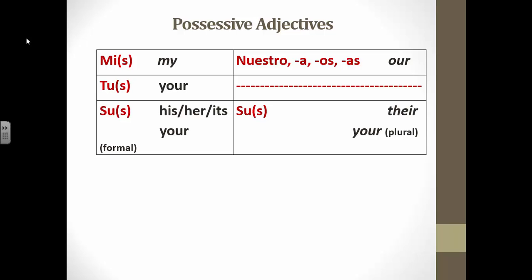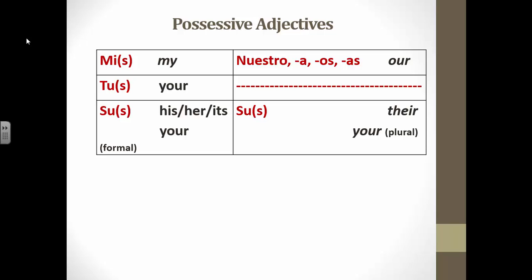Here's the chart. So we have an example. Mi means my, but mis also means my. And we'll look at some examples here in a little bit to show you the difference between mi and mis. Both words mean my. Tu and tus mean your. Su and sus can mean his, her, its, or your formal. Remember, like usted. Okay? Nuestro, nuestra, nuestros, and nuestras can mean our.